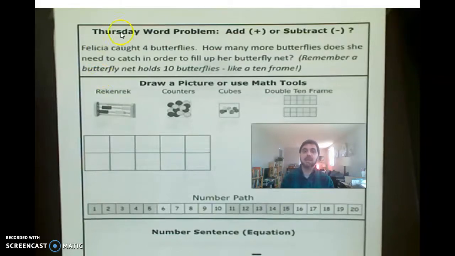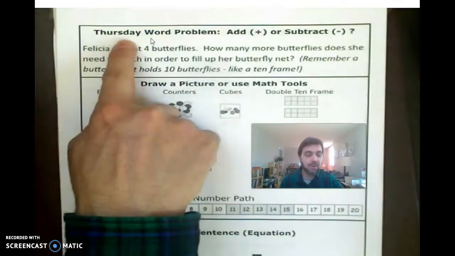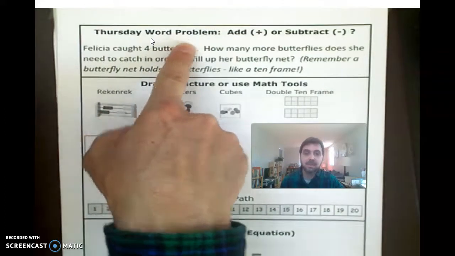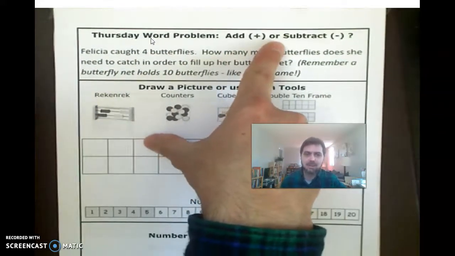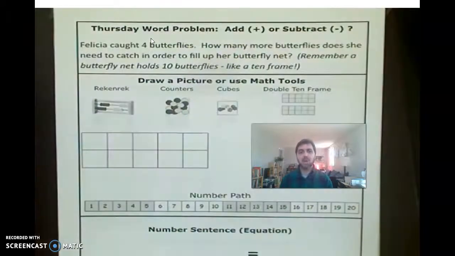So first of all, you want to take out your Thursday word problem. It says add or subtract. We've been learning that sometimes it could be addition or subtraction depending on how you think of it, right? So it says, Felicia caught 4 butterflies. We've been talking about butterflies all week, right? How many more butterflies does she need to catch in order to fill up her butterfly net?